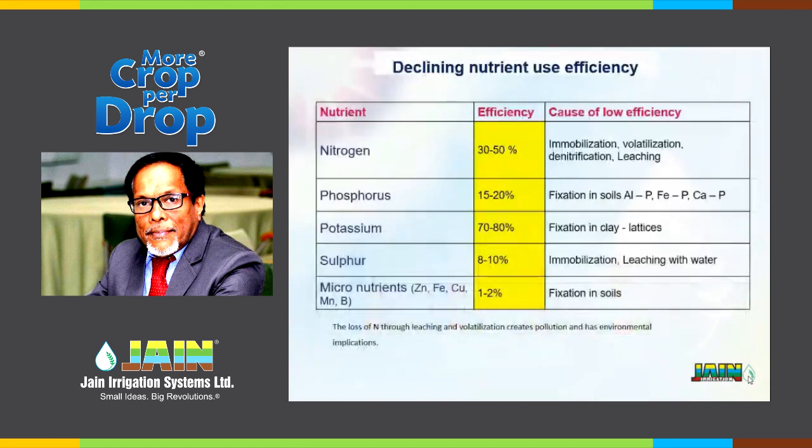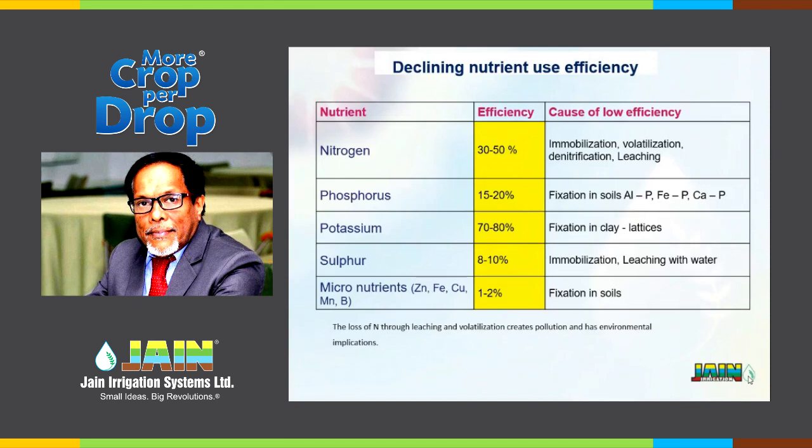Now we look at nutrient efficiencies. Nitrogen has got 30 to 40% efficiency only. Where are the other amounts which we are applying? They get immobilized in the soil, or part of them will get volatilized. They escape into the air. Denitrification takes place and leaching takes place. All these will remove that nitrogen from the root vicinity so plants can't take them.